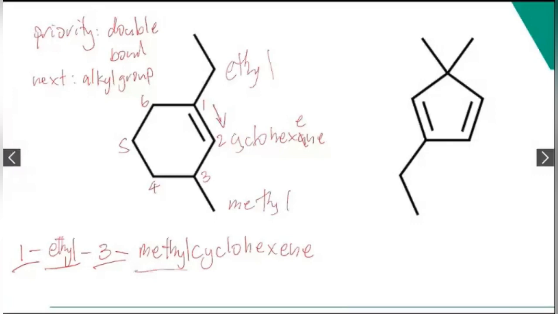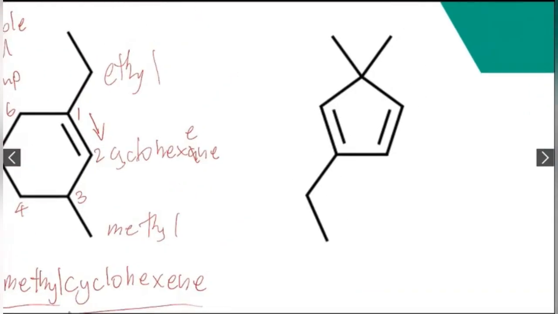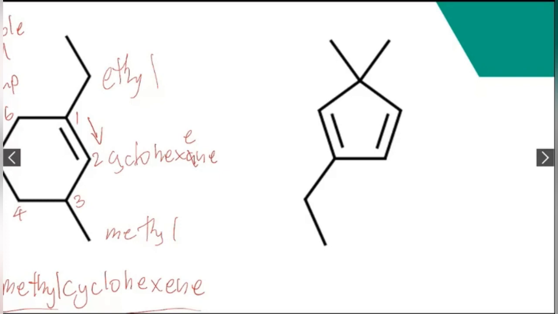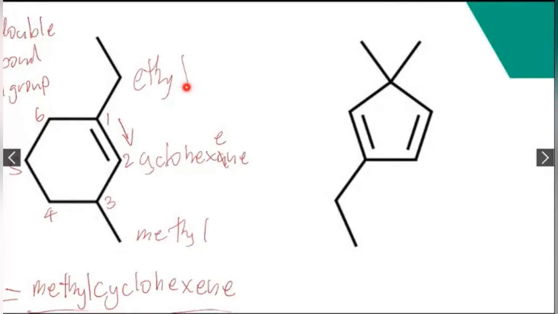Okay. Another example. There are 3 substituents attached and there are 2 double bonds in the ring. So this is a very challenging task to name the compound, but let's try. First is identify the names of the substituents or alkyl groups and also the name of the cycloalkene. So we have methyl, we also have methyl, okay? Then the name of the cycloalkene.